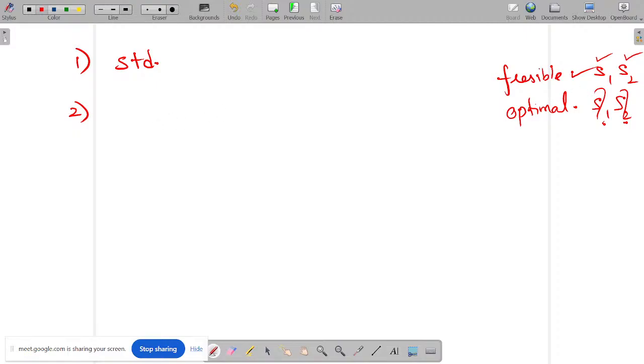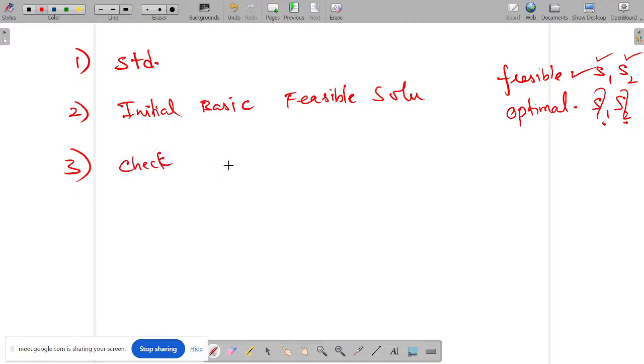So here in the second point, after checking whether it is standardized, we'll go for finding the initial basic feasible solution. Initial basic feasible solution. Which means in this step itself we are going to solve the problem. But we need to know whether it's optimal or not. So that's going to be the check step, which means we are going to check for optimality. That's the third step. Check for optimality.